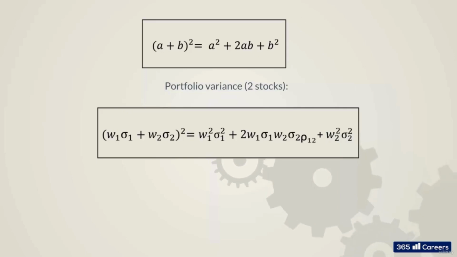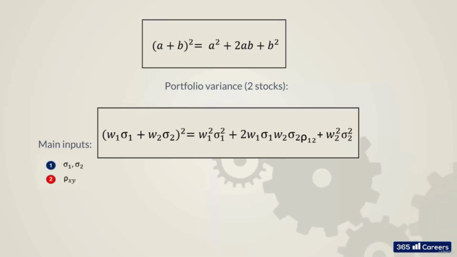And the end result is equal to weight 1 to the second degree times the variance of the first stock plus weight 2 to the second degree times the variance of the second stock plus 2 times the product of weight 1, weight 2, and the covariance between the two stocks. Here it is. This is how we calculate a portfolio's variance. It depends on two things: the standard deviations of the two stocks and the correlation between these stocks.